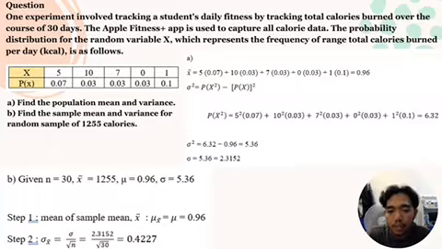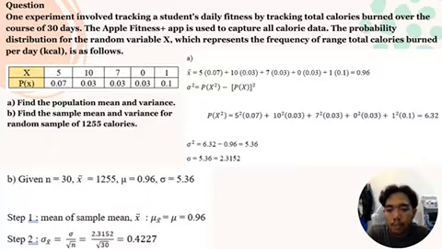Given that n is 30 and the mean is 1255, and the variance 0.96 and the standard deviation. Okay, sorry for my mistakes. For the mean, as we know, it is 0.96, and the variance is 5.36.